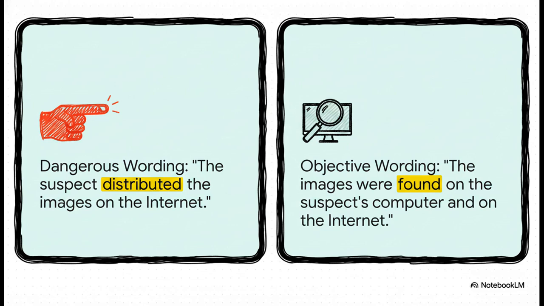And you can see just how important this is in the language they use. Look at the difference here. Saying a suspect distributed images implies you know their intent, but saying the images were found on their computer is just stating a verifiable fact. One is an accusation, the other is evidence.